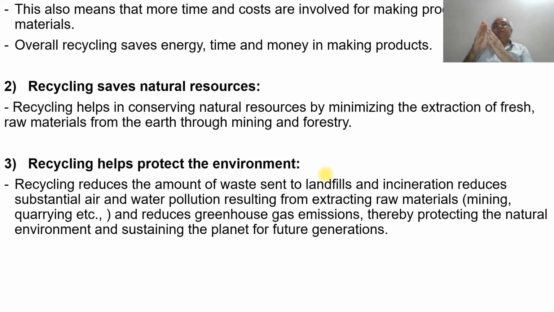So waste is normally sent to landfills. That means they fill it in the land and then bury it. That can be avoided. And substantial air and water pollution: sometimes industrial waste is given to the sea, so the water gets polluted. That can be minimized, and it reduces greenhouse gas emissions, thereby protecting the natural environment and sustaining the planet for future generations.